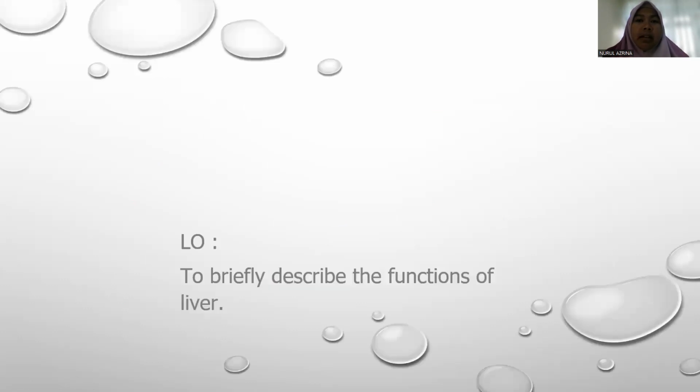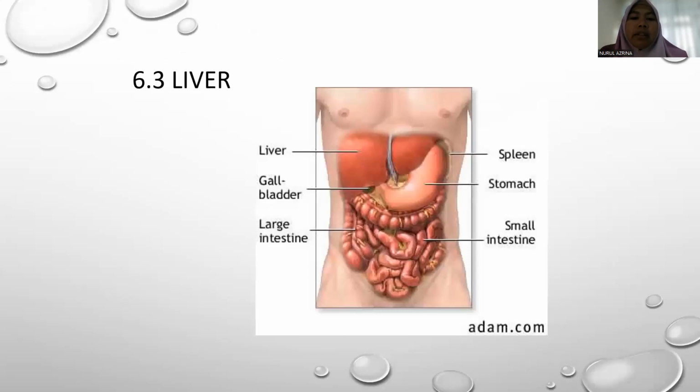Okay, the last part of this chapter is the function of the liver. Briefly describe the function of the liver. So this is the liver. Our liver is connected to the stomach, the gallbladder, and the intestine, which helps us understand the function of the liver very well.